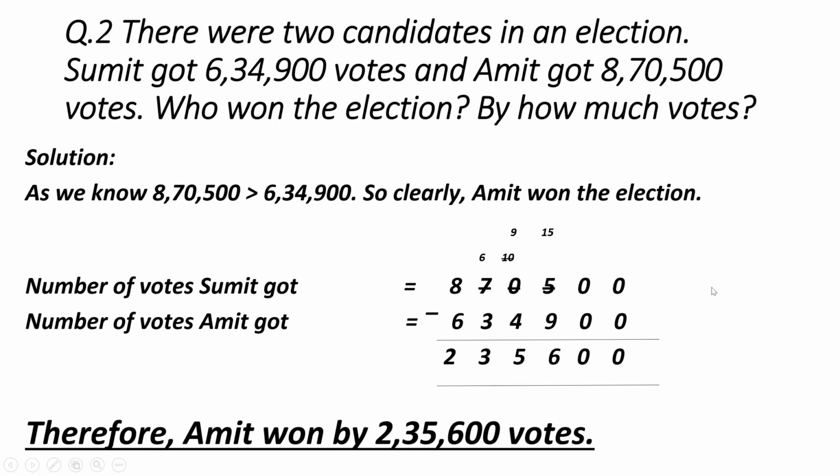Here we have written, let's subtract. 0 minus 0 is 0. 0 minus 0 is 0. Now 15 minus 9 is 6. 9 minus 4 is 5. 6 minus 3 is 3. 8 minus 6 is 2. So the answer becomes 2,35,600. So Amit won by 2,35,600 votes. So I hope children, the word problems are clear to you.